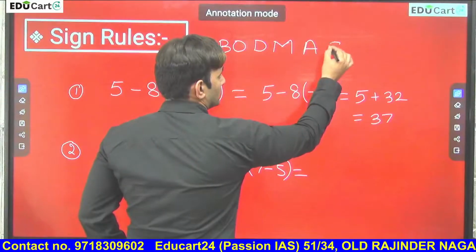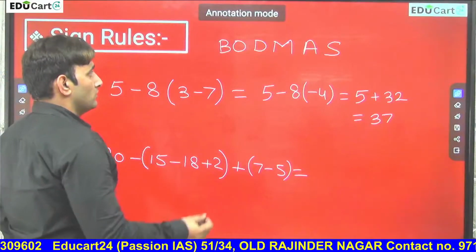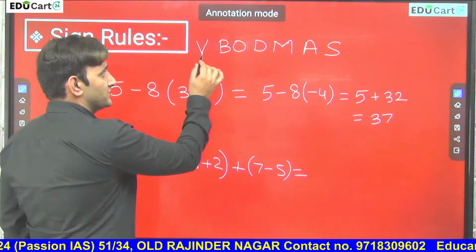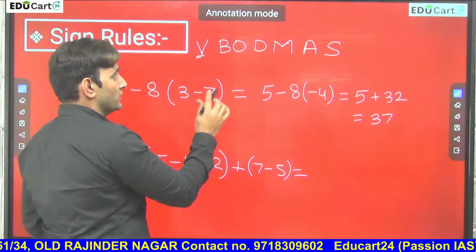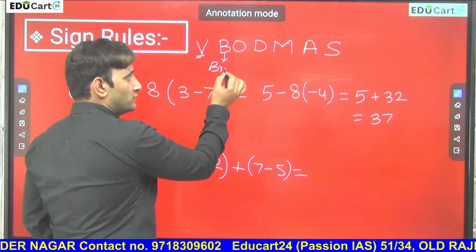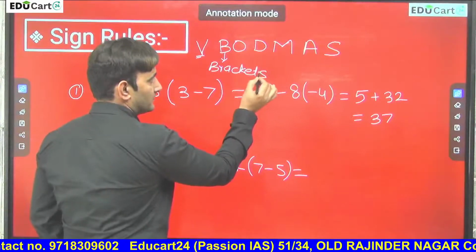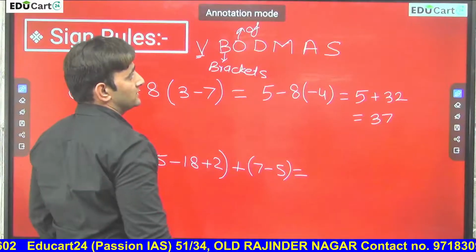BODMAS. Bodmas, or you can say VBODMAS. V stands for vernacular, that we are not using here. B stands for bracket. First we have to solve the brackets, then solve of. Of means multiplication.